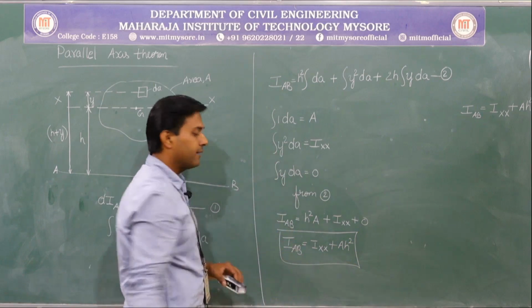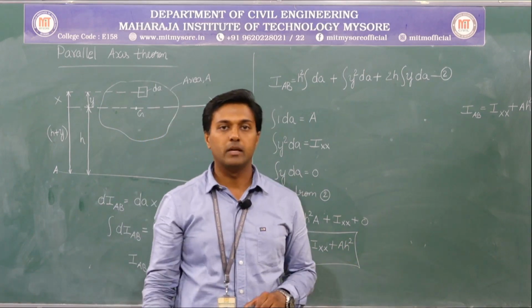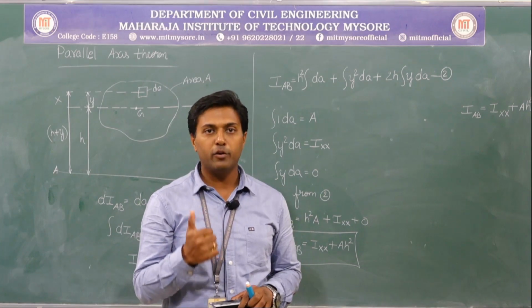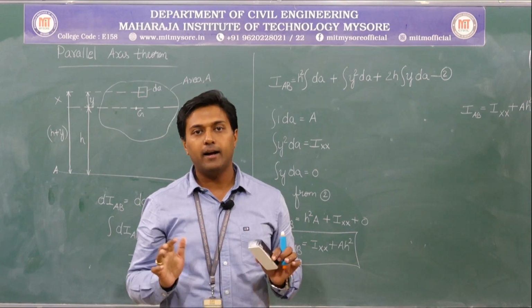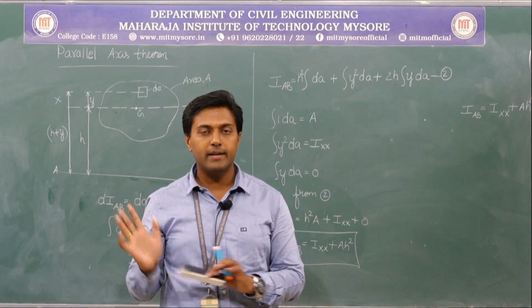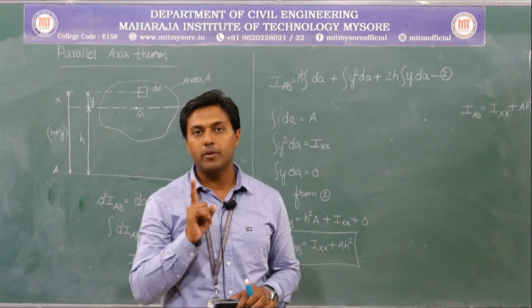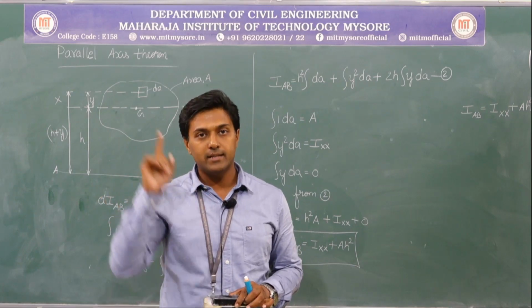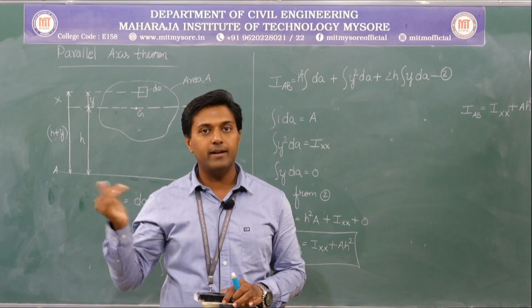So whether we got that derivation? So what are all the derivations that we have done? To find the moment of inertia of a plane area about x-x axis and y-y axis, both we have calculated. About x-x axis, it is integral of y square dA. About y-y axis, it is integral of x square dA.